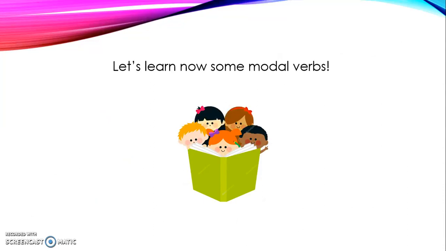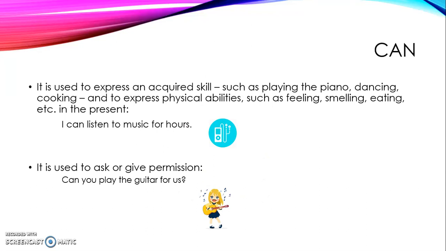So, let's learn now some modal verbs. Today we are going to learn just two, can and could. Can is used to express an acquired skill such as playing the piano, dancing, cooking, and to express physical abilities such as feeling, smelling, eating. All of this in the present. For instance, I can say, "I can listen to music for hours."